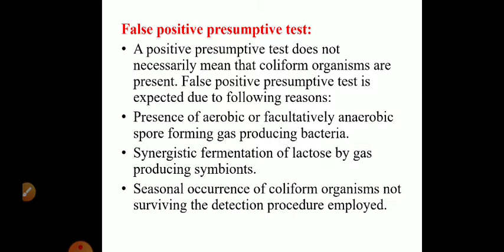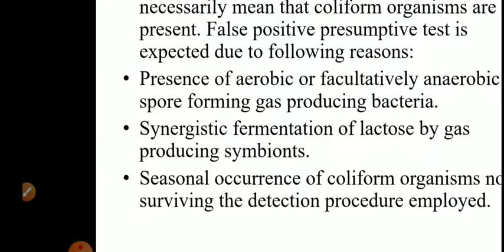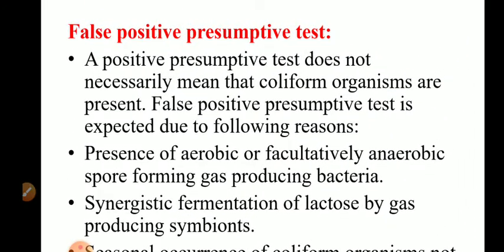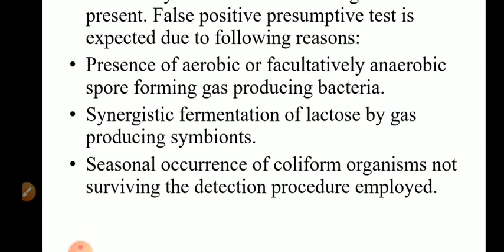This is because sometimes a positive presumptive test may be false. That means we get a false positive presumptive test. A positive presumptive test does not necessarily mean that coliform organisms are present. A false positive presumptive test is also expected. Why? Because of the following reasons. Because of the presence of aerobic or facultatively anaerobic spore forming gas producing bacteria. Coliforms are non-spore forming bacteria. So, such organisms may be present.